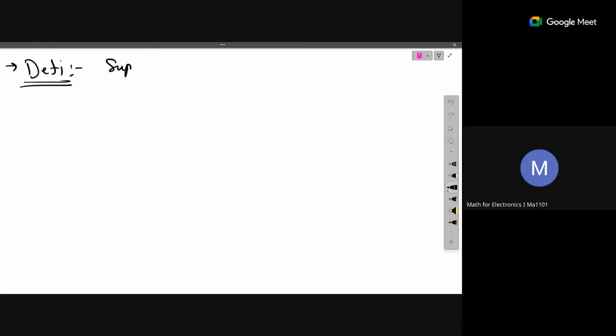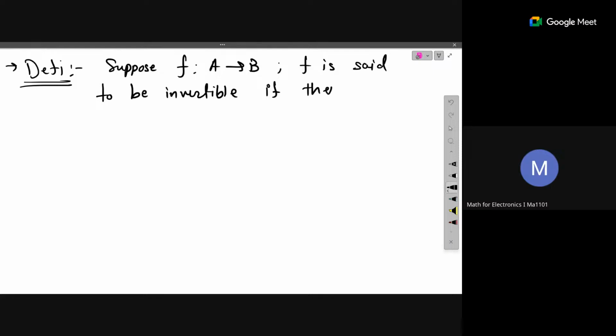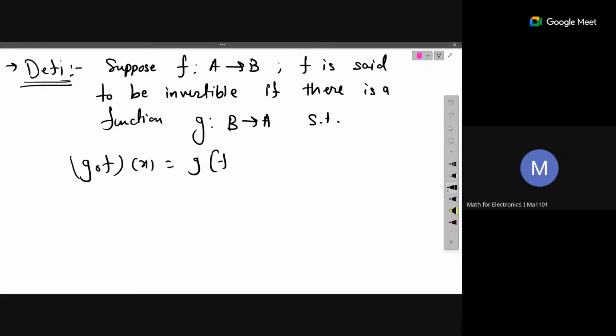So suppose f is a function from a set A to B, right? And then f is said to be invertible if there is a function G from B to A in such a way that if we find the composite function G composite f of x, which is the same as G of f of x, this should be equal to x for all x belongs to A.